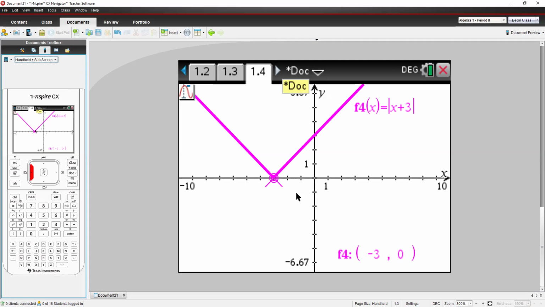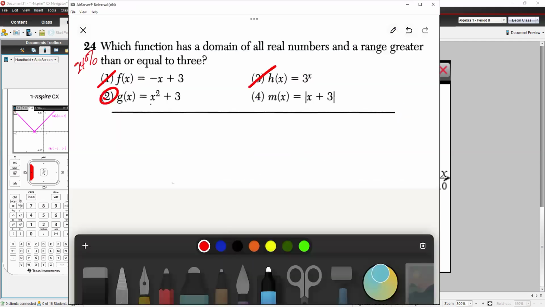So I think some of you might have looked at this negative 3 and gone, oh, that's our answer. But first of all, it's supposed to be a positive 3. This is a negative 3. But the range is actually the y value. So it's going from 0 up to infinity. So it is definitely not the last one. So we can cross that one out. So it is the quadratic, and that's it.